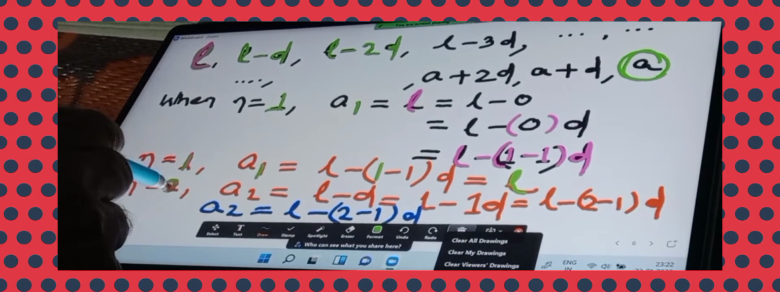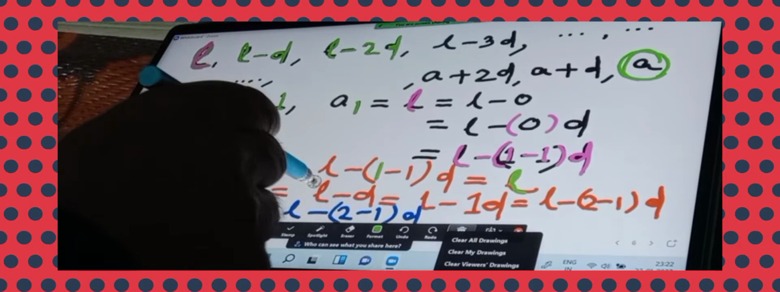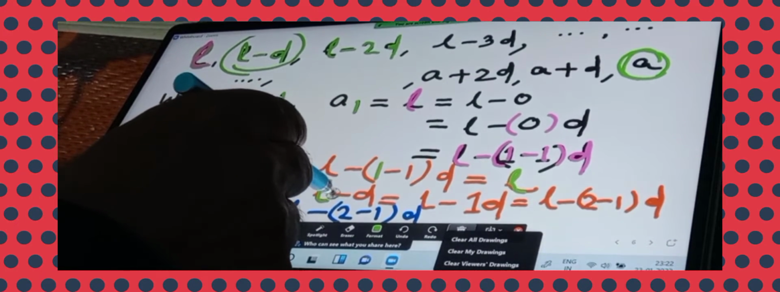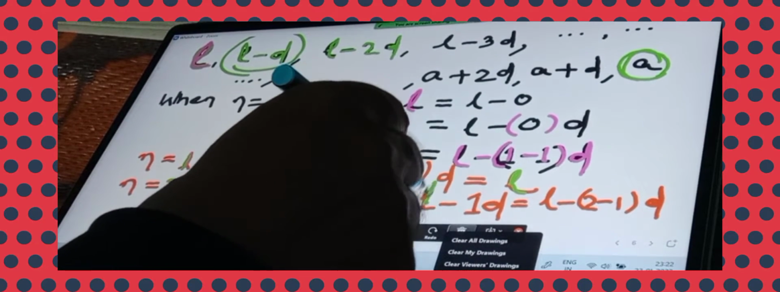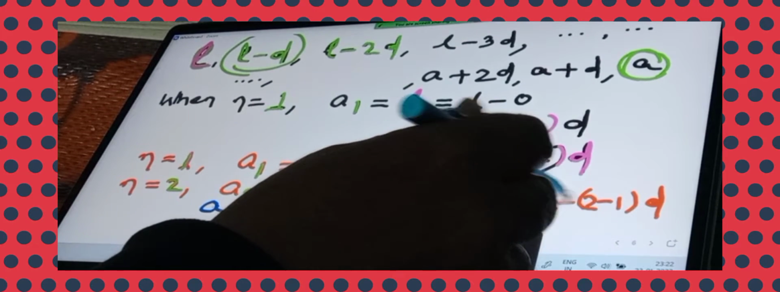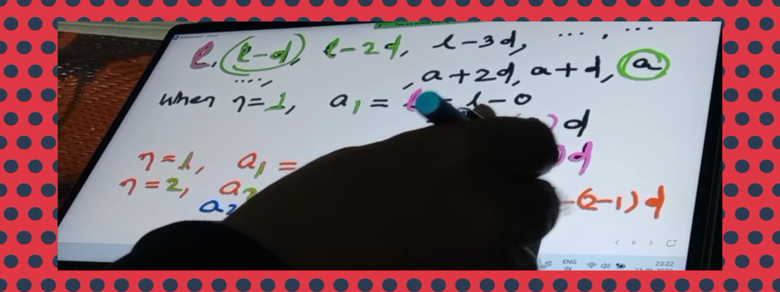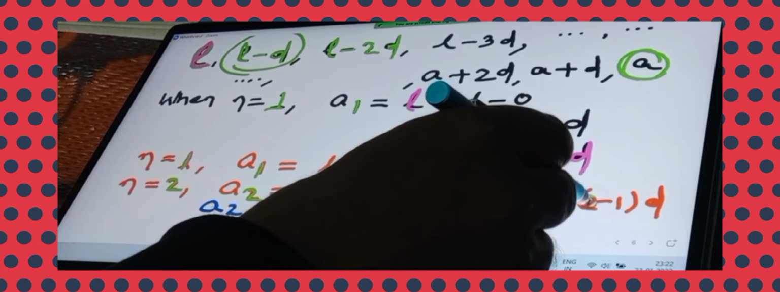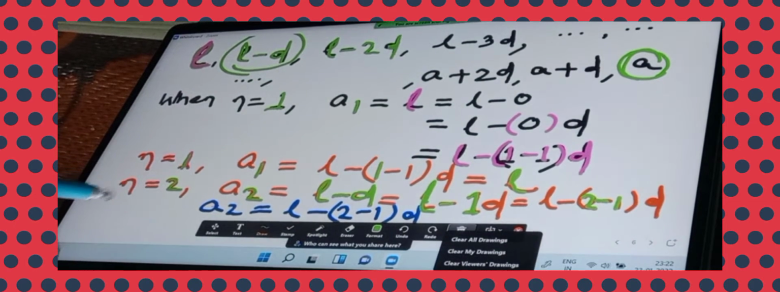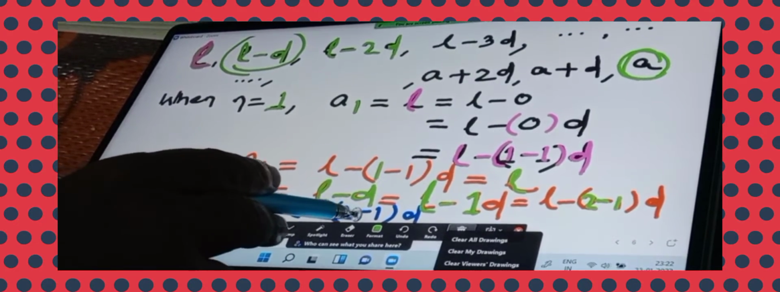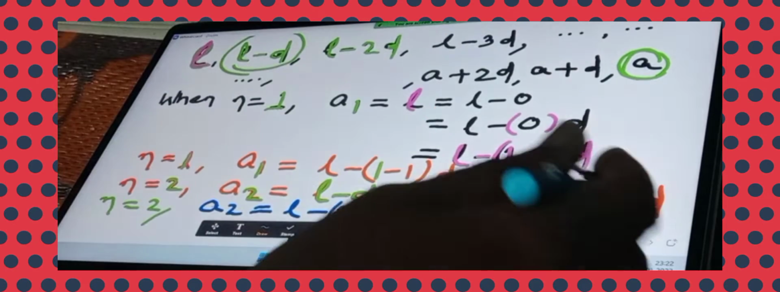Similarly, when n is equal to 2, we shall get the second term, which is L minus D. Here L minus D I have written, and L minus D can be written also as L minus 1 into D, which is L minus, and we can modify it as L minus 2 minus 1 into D, because 1 is equal to 2 minus 1. So when n is equal to 2, we shall get A2 is equal to L minus 2 minus 1 into D. Is it clear?